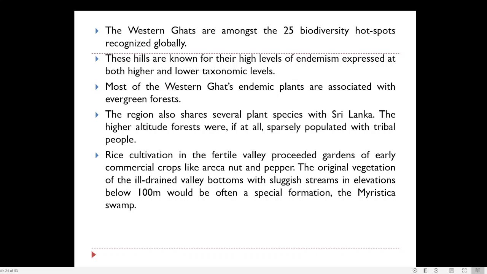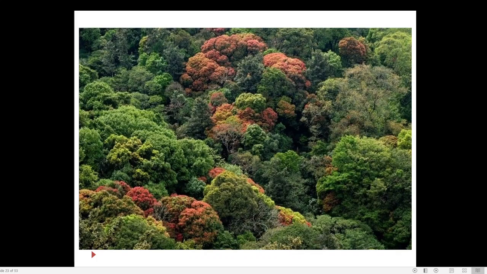So the hills of the Western Ghats are known for the high level of endemism. Most of the Western Ghats endemic plants are associated with, for example, evergreen forest. What is evergreen forest? These types of forests are known as evergreen forests because they will be green throughout the year. Because if you take rubber or teak, we might have observed that rubber or teak will be shedding their leaves during the summer, during the winter season. So that is an example of deciduous trees.